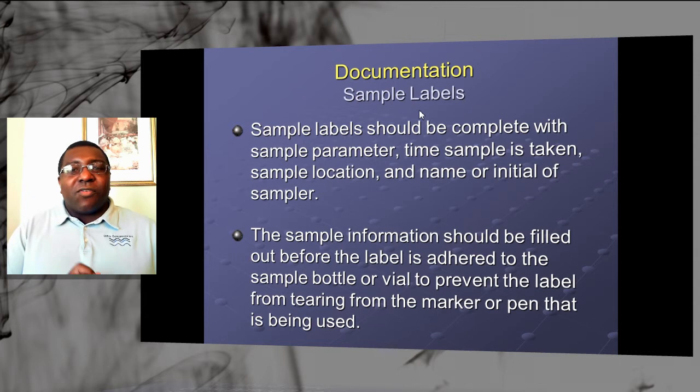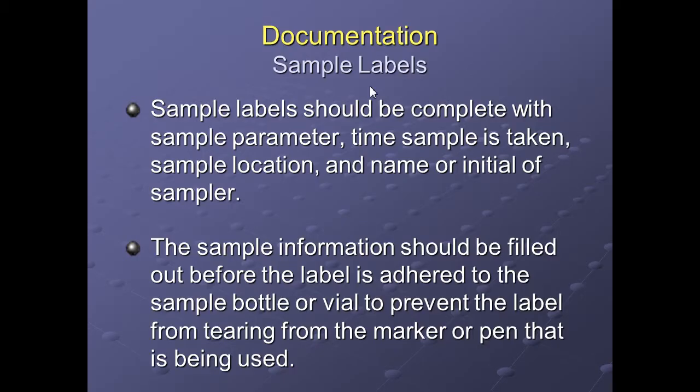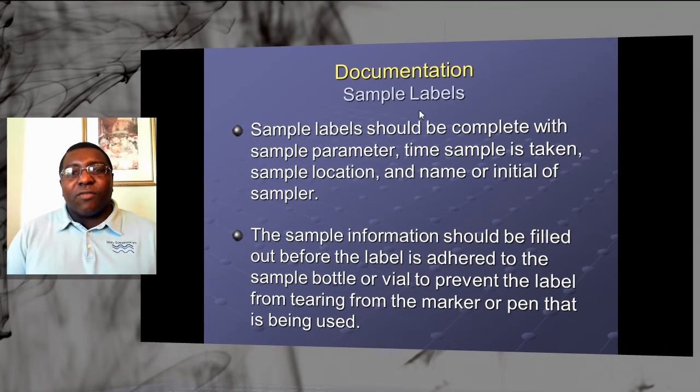The sampling information should be filled out on the label before the label is attached, and the reason why is if you're going to write on the sample bottle and it's curved, in some cases a wet surface, you're not going to want to be writing on that. So you want to make sure your sample labels are done first, and then peel them off and stick them onto your sample bottle or your vial. That's going to make sure that all that information doesn't get lost because it's going to get washed off or whatever. And you do it in enough time so that if you're using ink or a marker, it has time to dry.